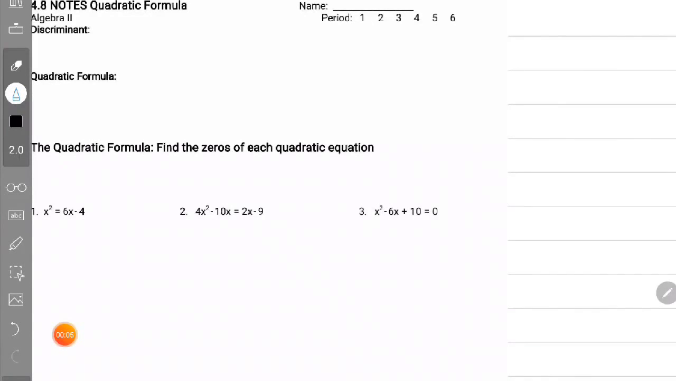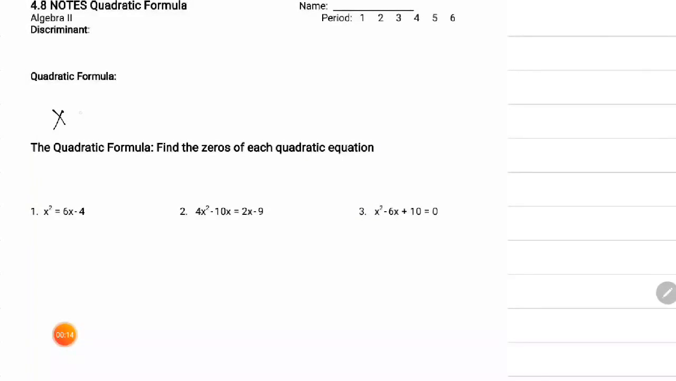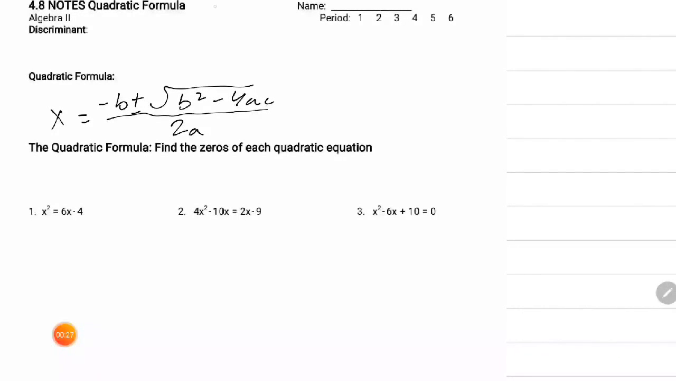This is 4.8, the quadratic formula. If you don't remember the quadratic formula from Algebra 1, you should, but here it is. x equals negative b plus or minus the square root of b squared minus 4ac, all over 2a. You can use it on any quadratic in the form ax squared plus bx plus c. This is also known as standard form.